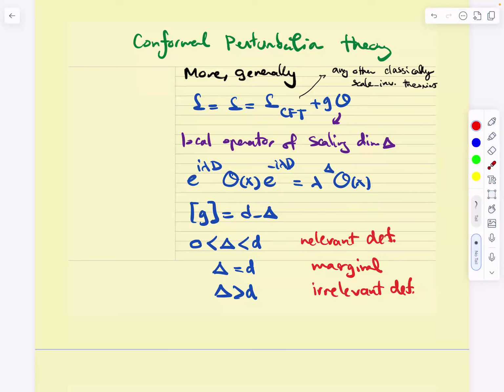If it's a relevant deformation, delta is between 0 and D, then it's going to grow in the infrared. You're going to get some quantum field theory that's massive. And when it's irrelevant, well, it will ruin your UV, and the perturbation theory is not well posed. This formulation, this modern way of thinking about stuff, is called conformal perturbation theory. It allows you to define a quantum field theory perturbatively as a perturbation theory around the CFT.